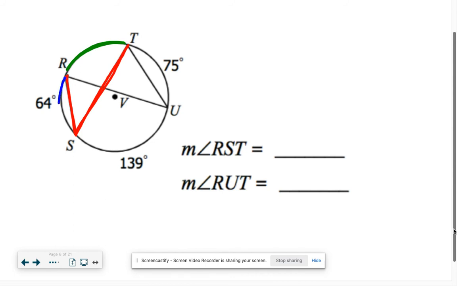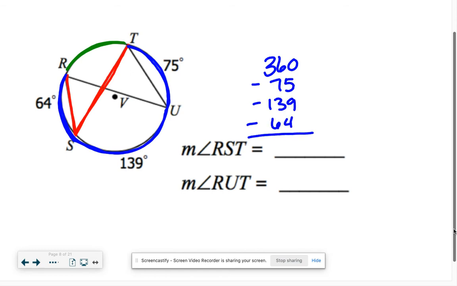Look, we know that this is 64 degrees, this is 139 degrees, and this is another 75, right? So we're almost all the way around our circle. In order to find the missing piece, we simply subtract from 360. So 360 minus 75 minus 139 minus 64 should give us a total of 82. So we just found that our RT is 82, but now we have to answer the question.